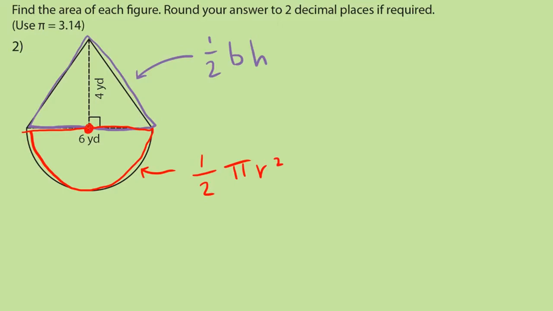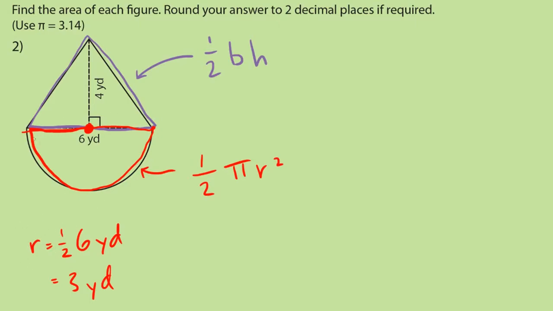The second part, which is the purple stuff, is going to be a triangle. I know that the base is 6 yards, and the height is 4 yards. So again, we're going to do 1/2 times base times height, because that is the formula for calculating the area of a triangle. So let's go back to red, and let's do the semicircle over here.